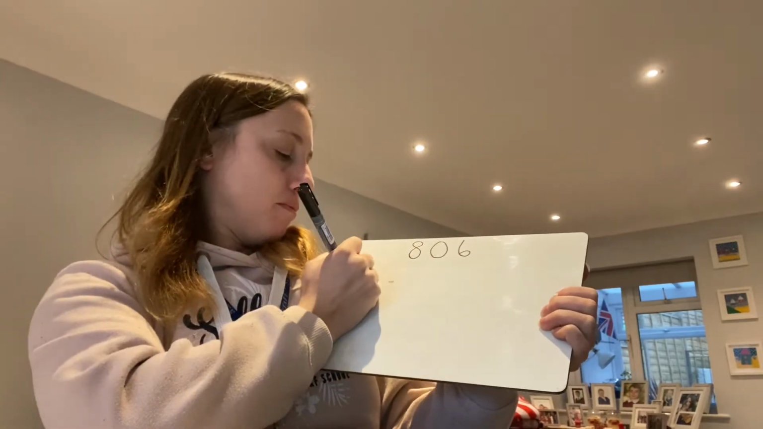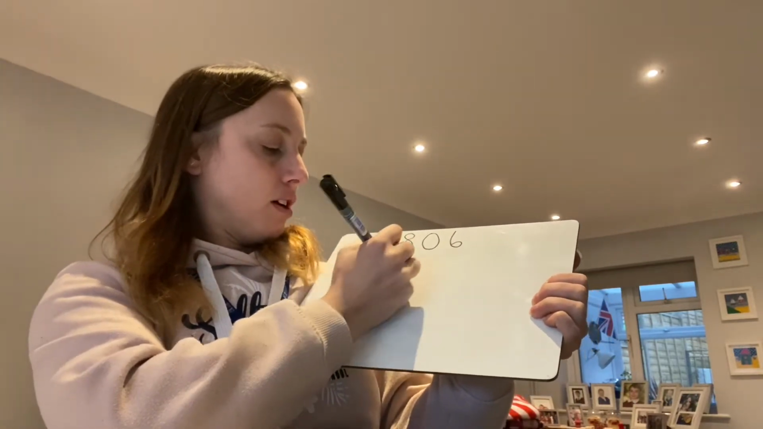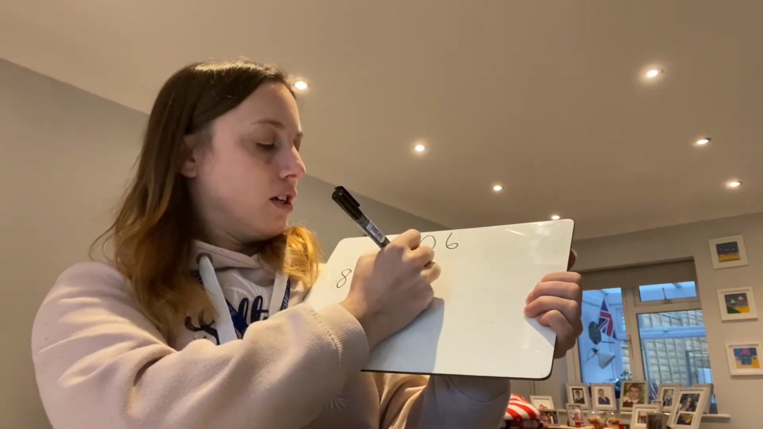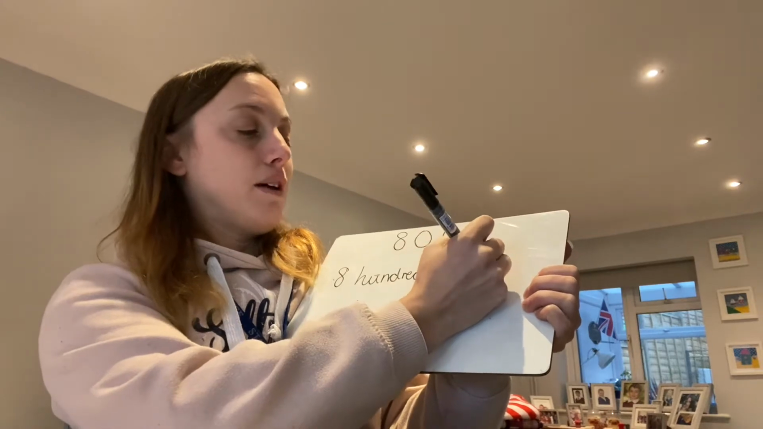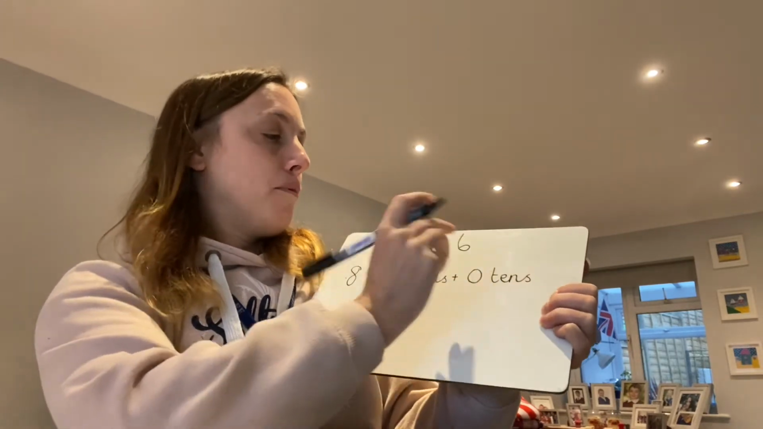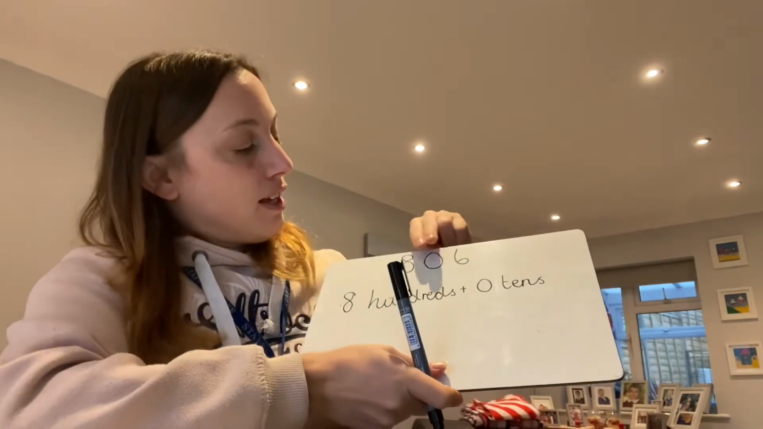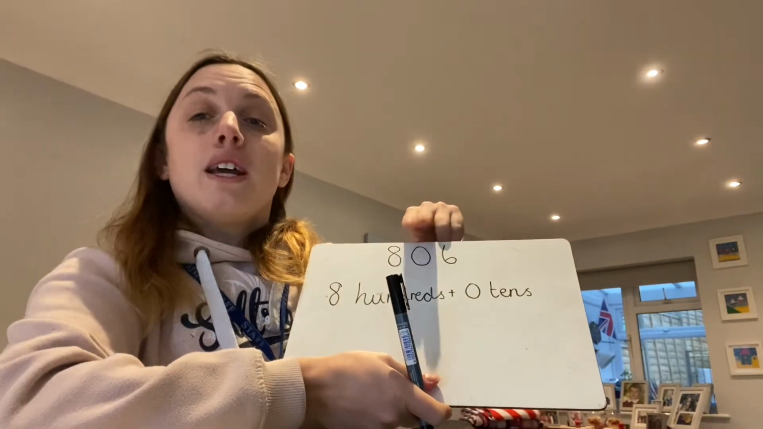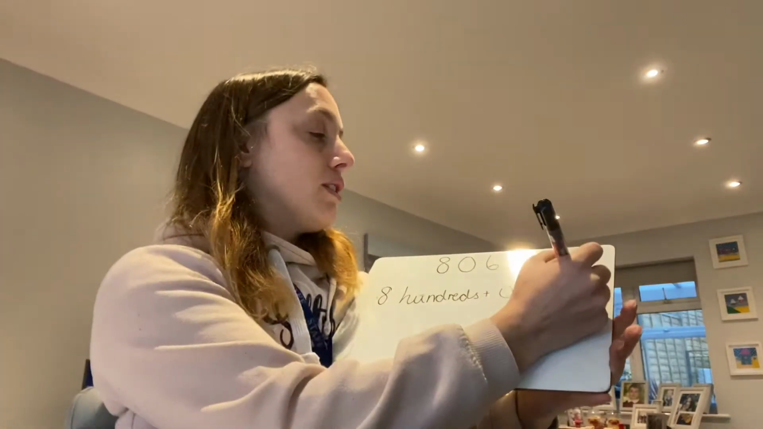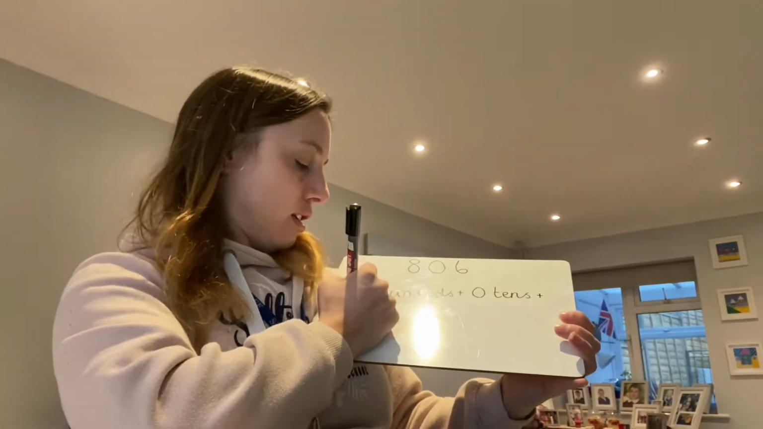So my number is made up of 8 hundreds plus 0 tens, but that place value is so important because otherwise, as we said before, if we take that 0 out, it would make the number 86, and we don't want 86, we want 806. So we've got 0 tens plus 6 ones.